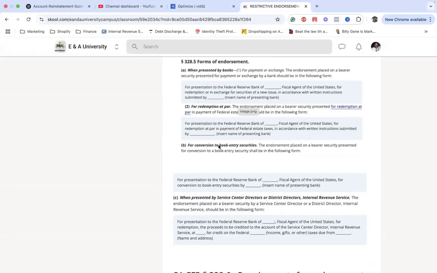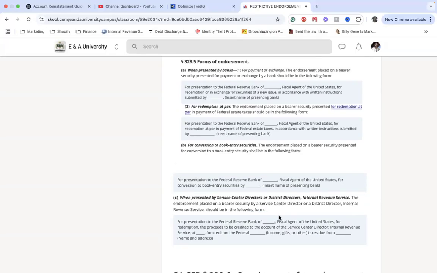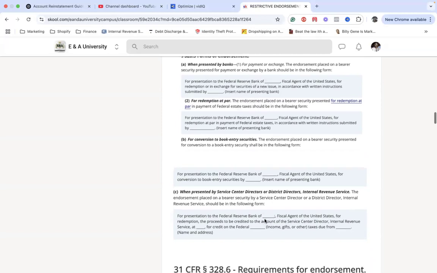And then this stamp is for book entry securities. And then this one is when you're presenting it to the IRS for tax services to make tax payments. Every single one of these endorsements has a purpose. And here's where I'm getting it from. Here's where the stamps are coming from.